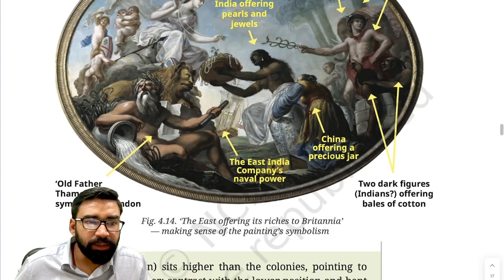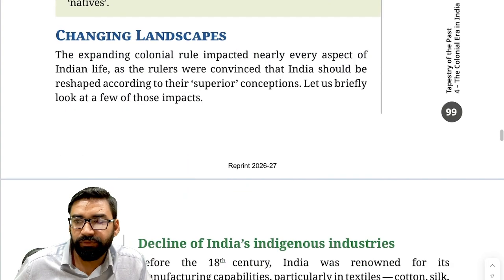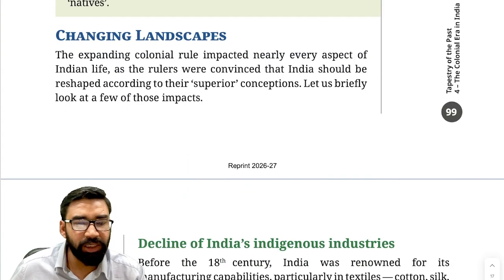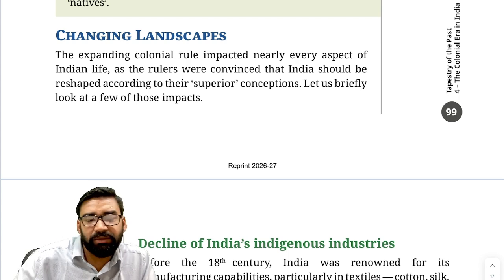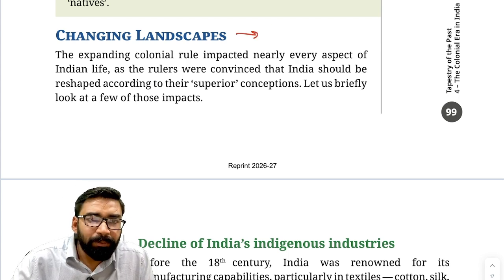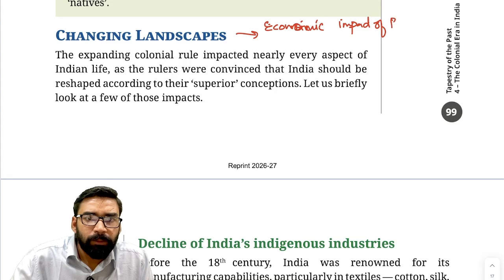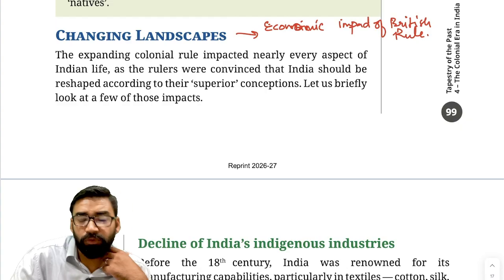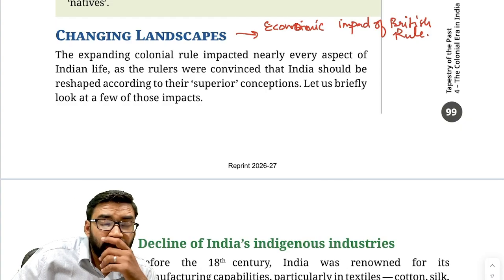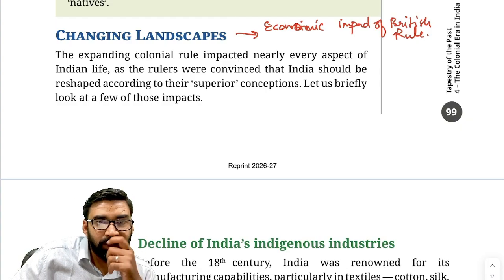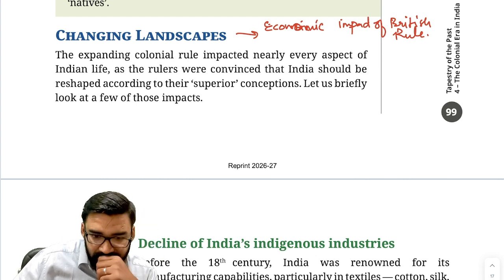Now we need to understand the changing landscape. Fine. So now try to understand the changing landscapes. So changing landscape, this is something economic, like economic impact of British rule. Fine. Economic impact, or colonial impact on India. Clear. Now, try to understand.